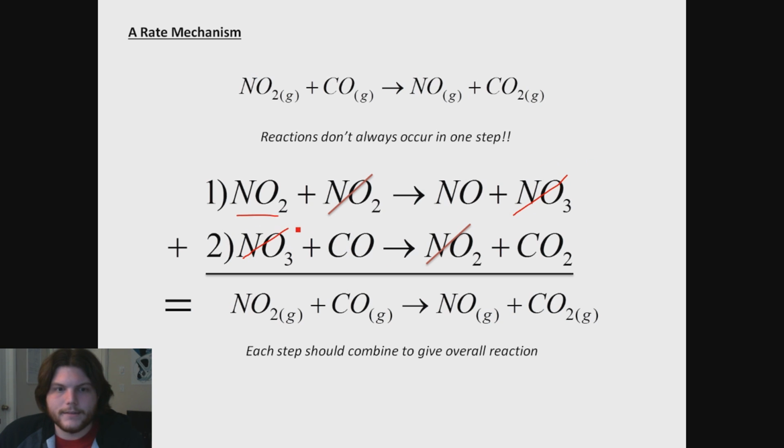So our two reactants are NO2 and CO. Our two products that aren't canceled out are NO and CO2. And you can see those end up in our overall reaction. And so that's how you can connect a chemical equation to its rate mechanism. The mechanism should always sum to give you the equation. Alright, so let's move on.